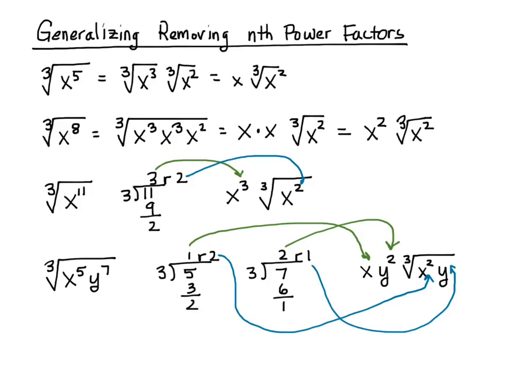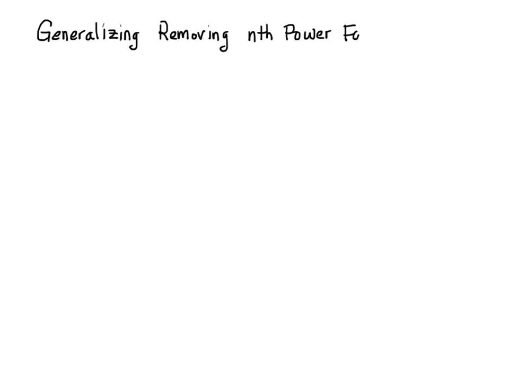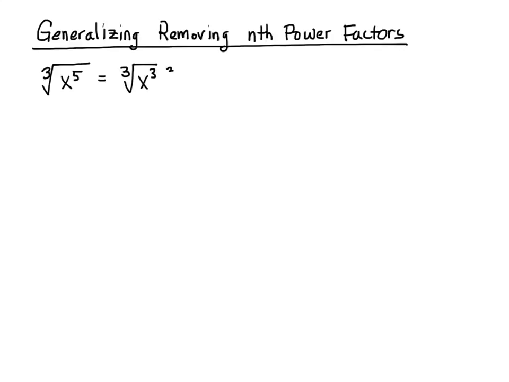Okay, so let me back up. Let's generalize first how to remove nth powers from radicals, from factors. So if I'm going to look at the cube root of x to the 5th, I break that up so I have an x cubed and then an x squared. You see how the x squared and the x cubed make an x to the 5th. And so that cube root of x cubed gives me just an x, and then I'm left over with the cube root of x squared. So this is for taking out one group of 3 when we have the third root.